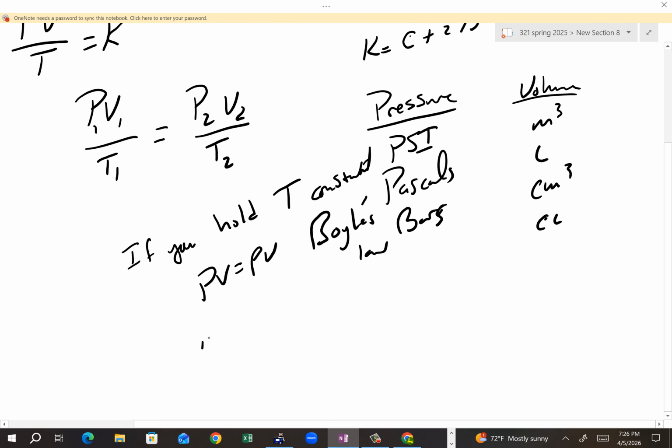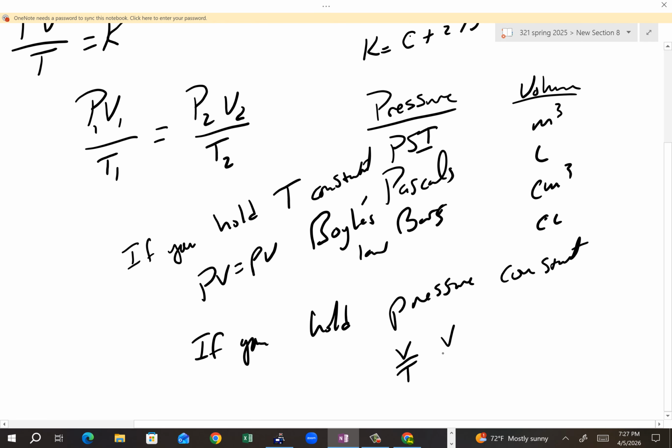Okay? If you hold pressure constant, you get Charles' law. If you hold pressure constant, then you get V over T equals V over T, and we call this Charles' law.